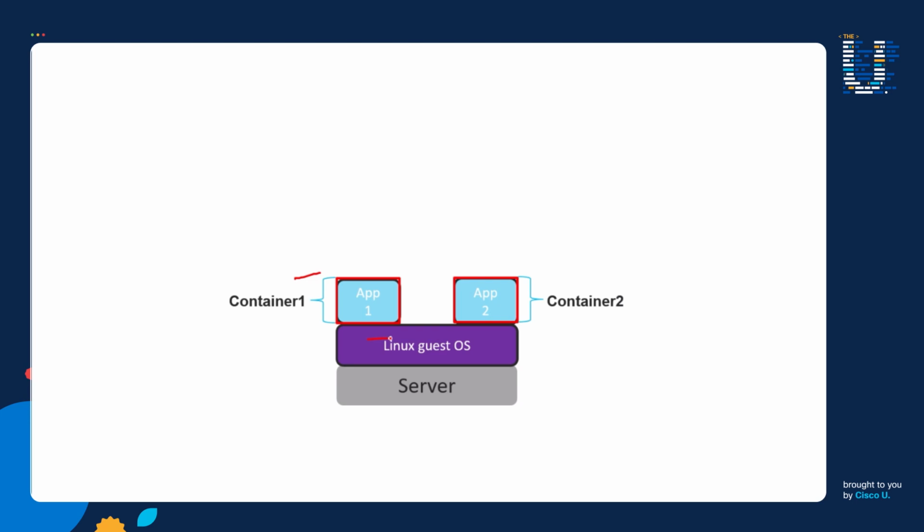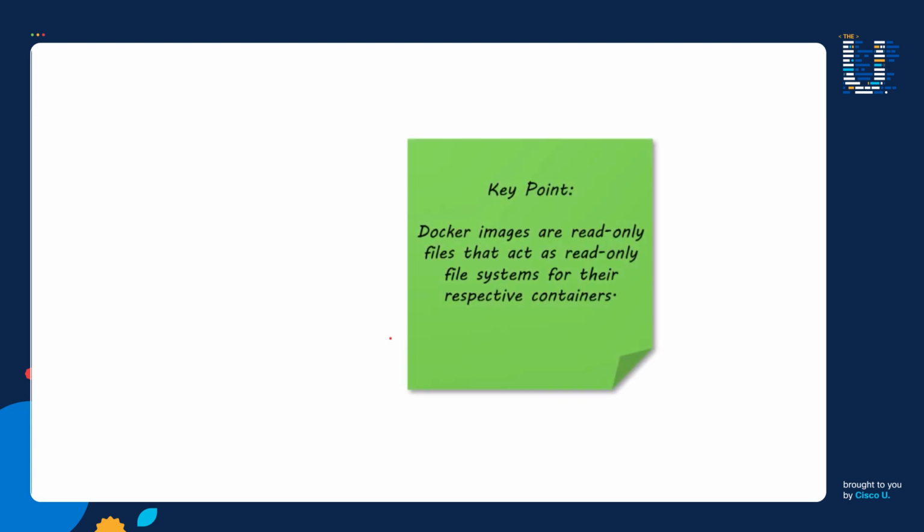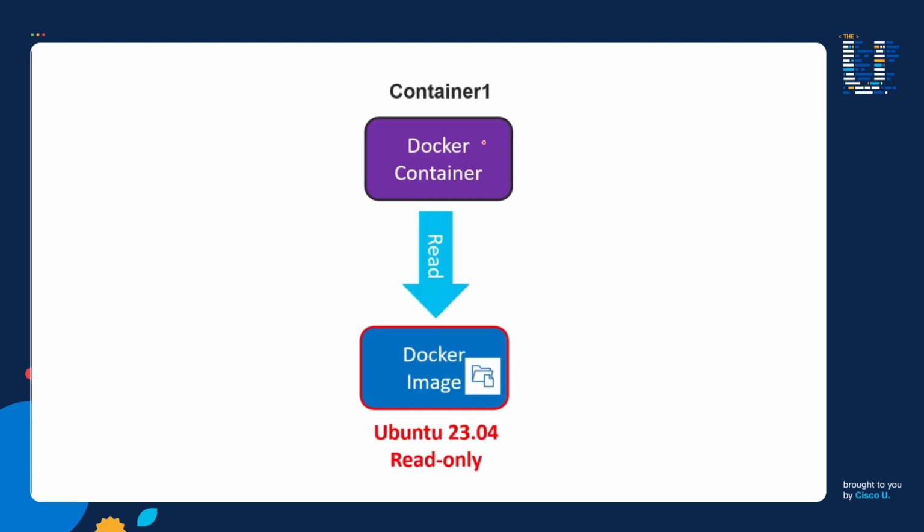But there is a lot more to Docker images than just acting as templates to create containers. Docker images play a significant role in container storage architecture. And here we have our next key point. Docker images are read-only files that act as read-only file systems for their respective containers. When I do an ls from container 1, it's reading its file system. So it's seeing its folders and files by looking within the Docker image.